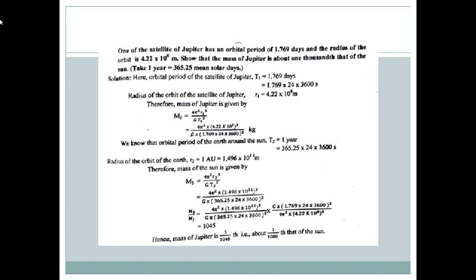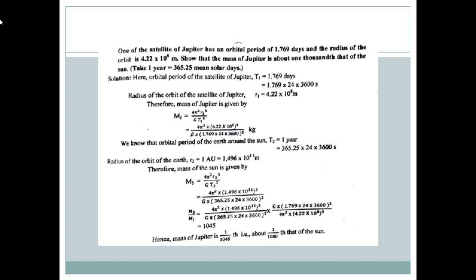So Ms upon Mj is equal to 4π² × (1.496 × 10^11)³ divided by G × (365.25 × 24 × 3600)², into G × (1.769 × 24 × 3600)² divided by 4π² × (4.22 × 10^8)³.